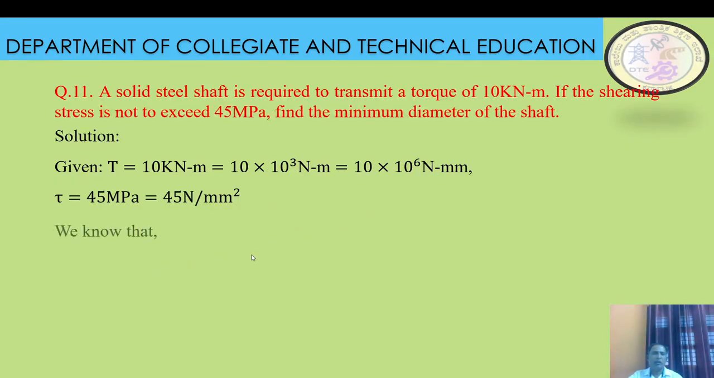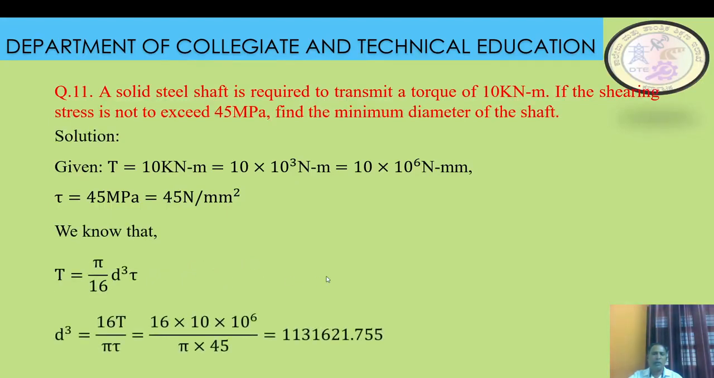Then we know that T is equal to pi by 16 d cube into tau. Therefore from this equation diameter can be calculated. So therefore D is equal to 104.42 mm.